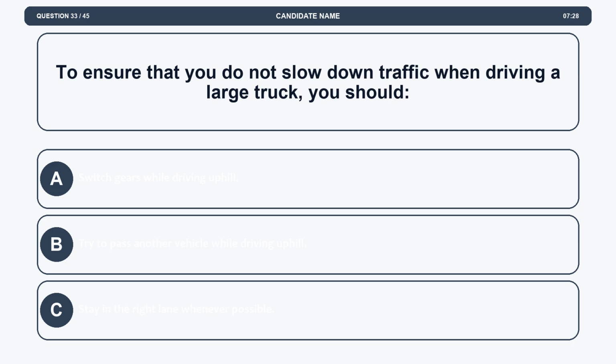Question 33. To ensure that you do not slow down traffic when driving a large truck, you should. Option A, switch gears while driving uphill. Option B, try to pass another vehicle while driving uphill. Option C, stay in the right lane whenever possible.